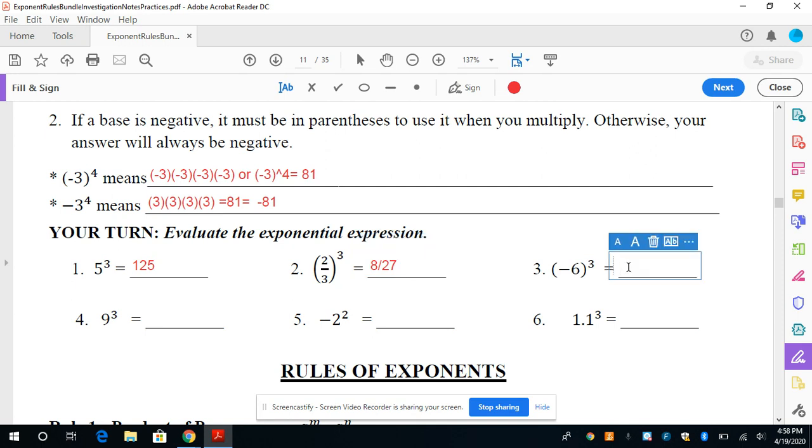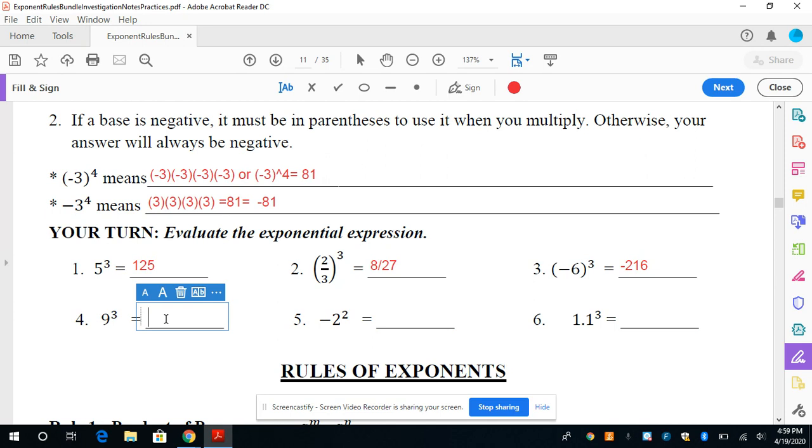Negative 6 to the third. So again, put it in parentheses. It's actually telling you to do so. And we get negative 216. Again, the exponent is the third, it's odd, so your answer is going to be negative, because a negative times a negative times a negative: negative times a negative is a positive, positive times a negative is a negative. So it's going to be negative 216.